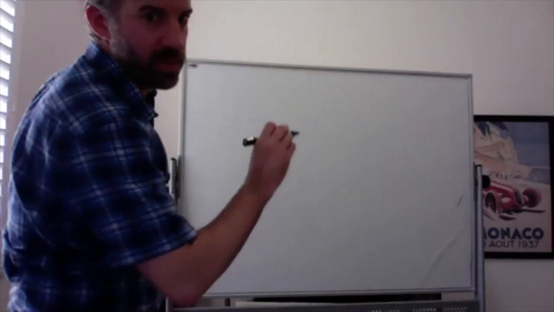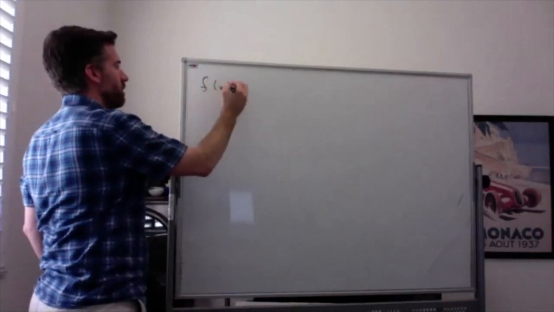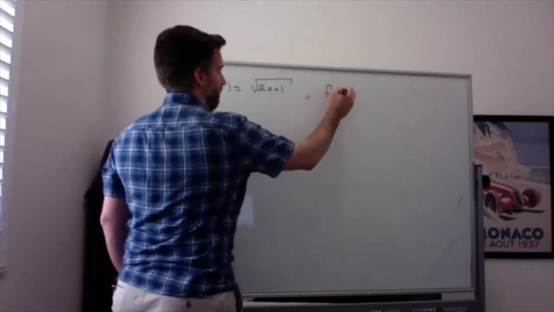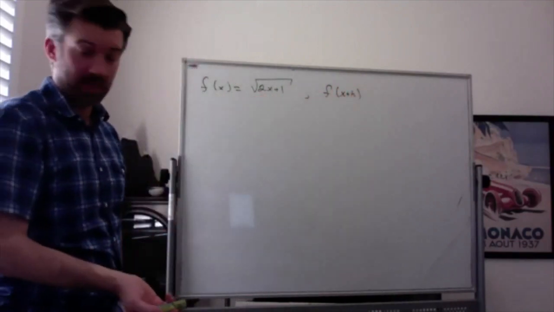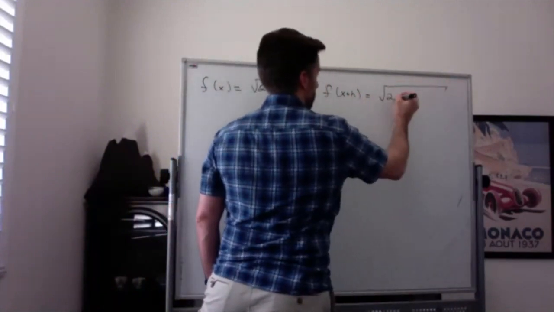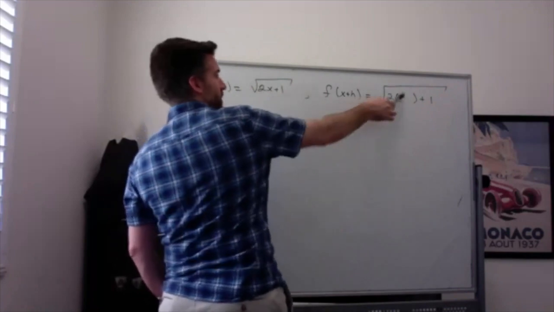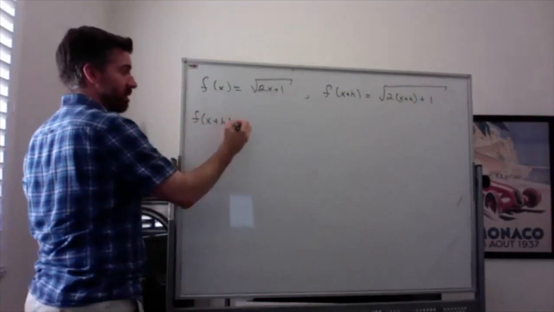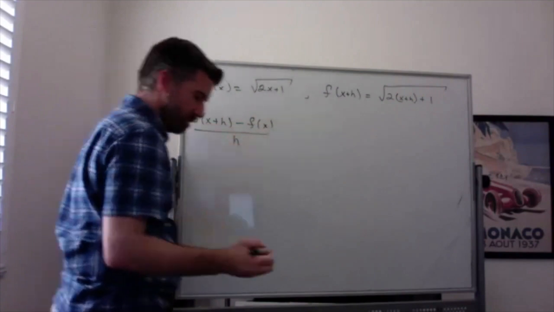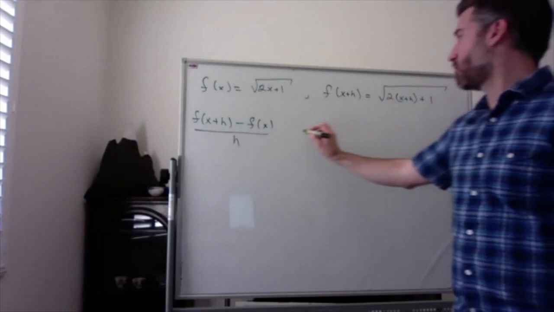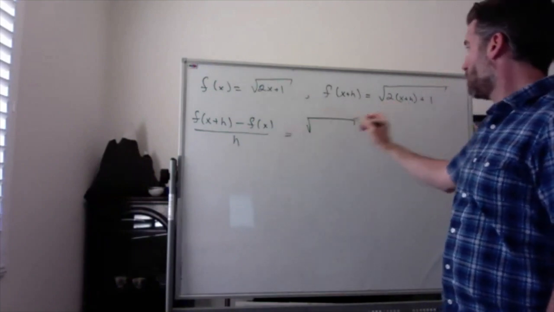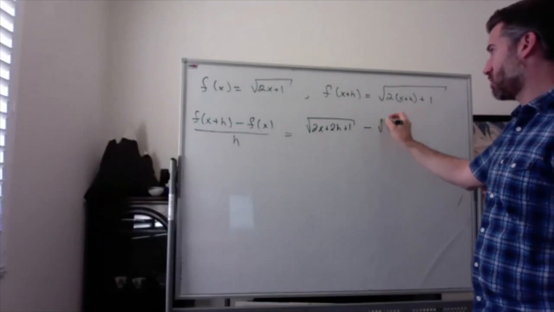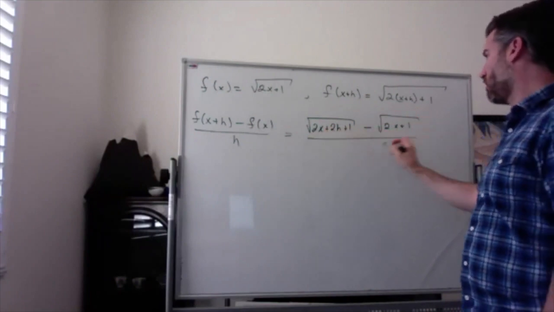So let's look at problem 1C. Our function here is the square root of 2x plus 1. And f of x plus h, again, I'm just taking x and substituting in x plus h. So it's going to be the square root of 2 times parentheses plus 1, where instead of x in the parentheses, I'm putting x plus h. So then my difference quotient, f of x plus h minus f of x all over h, is going to be equal to the square root of 2x plus 2h plus 1, I distribute the 2 inside here, minus the square root of 2x plus 1, all over h.